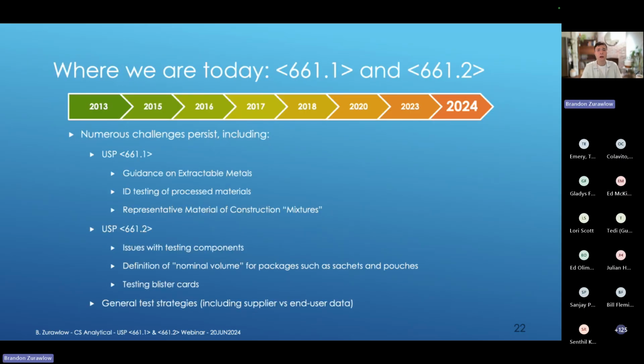And so where are we today? There have been quite a few revisions, but frankly, there are still some challenges that are present in applying these chapters. And so I've listed out a few here for both 661.1 and 661.2. And in the subsequent slides, I'll talk a little bit about each of these, some of the challenges that they pose, and some ways that we can potentially overcome those challenges.